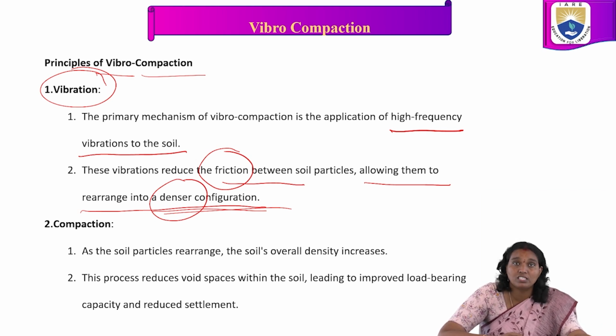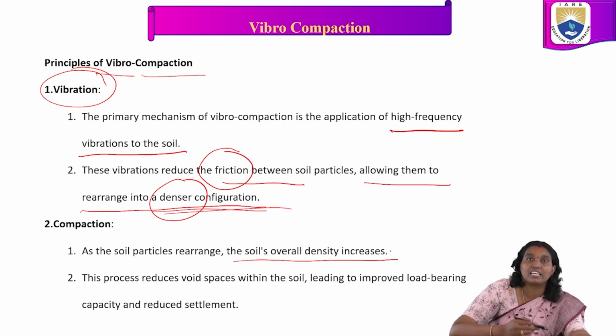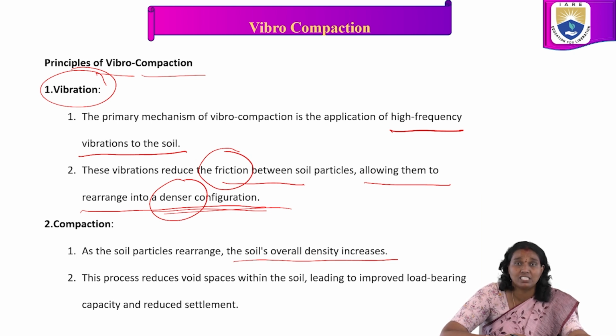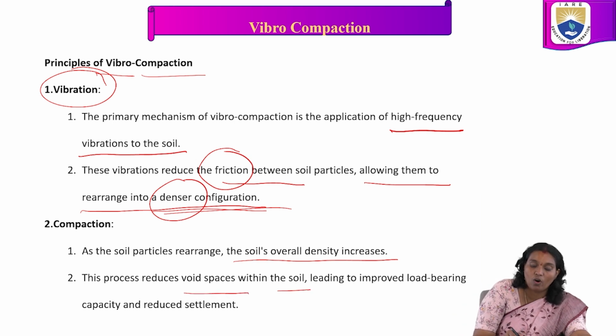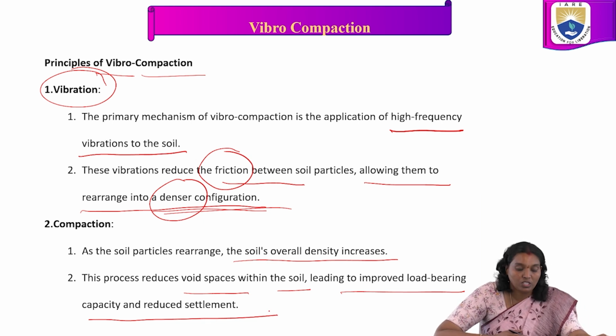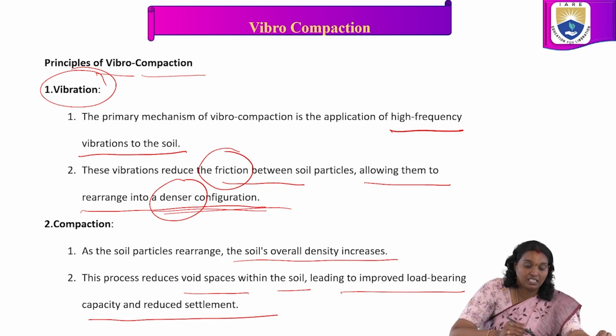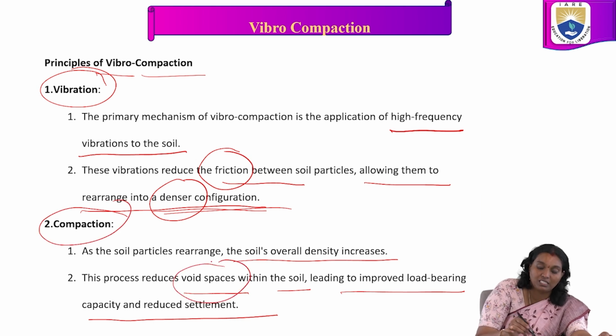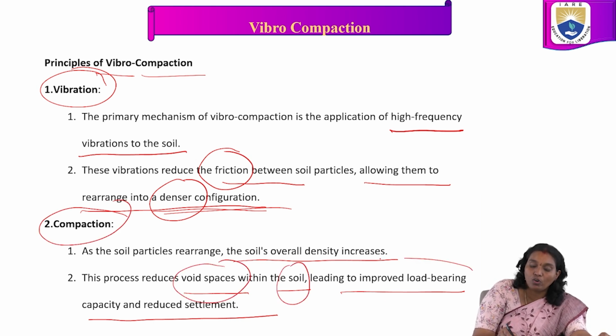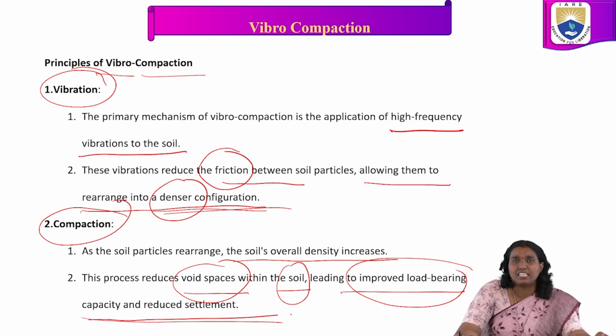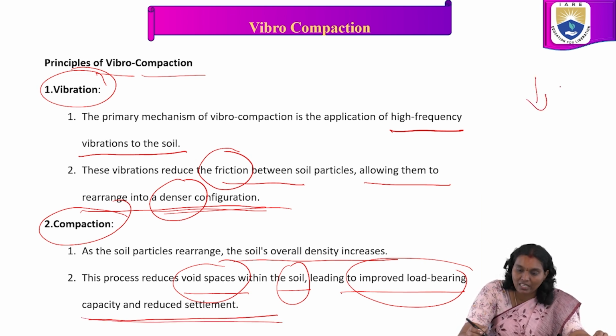Now coming to the compaction, as the soil particles rearrange, the soil's overall density increases. This process reduces void spaces within the soil, leading to improved load bearing capacity and reduced settlement. We know once the compaction is done, the soil particles are packed closely like this.